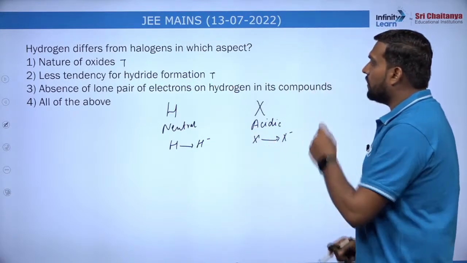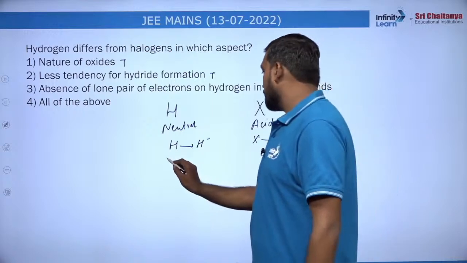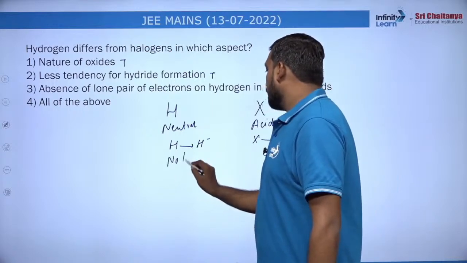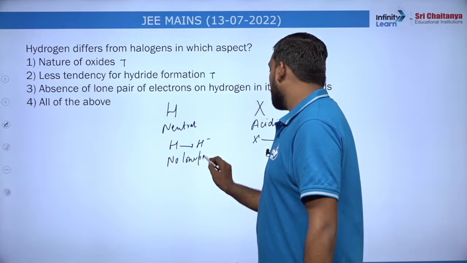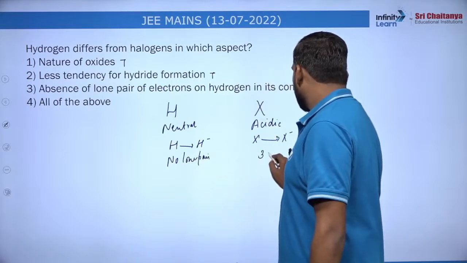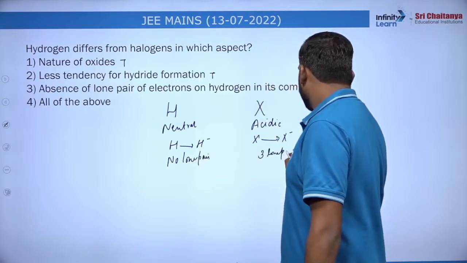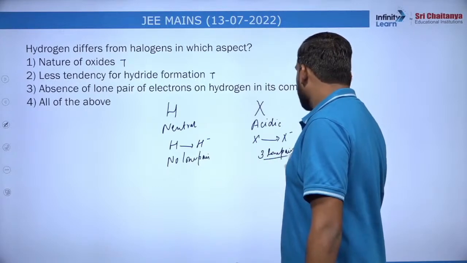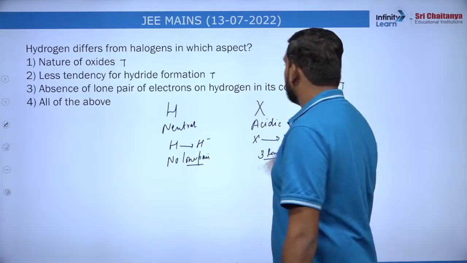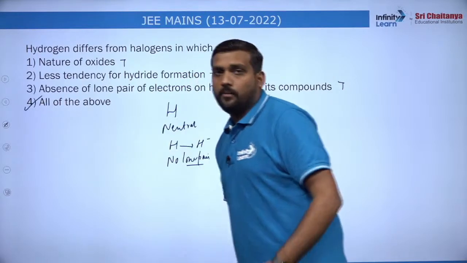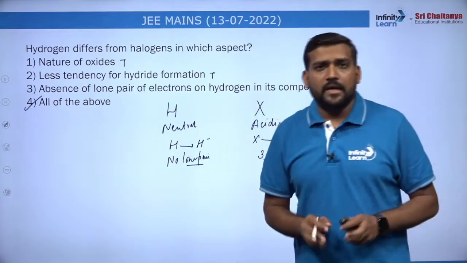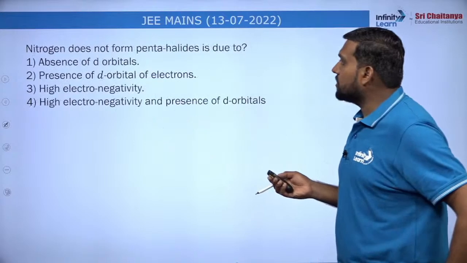Absence of lone pair of electrons. Yes, hydrogen has no lone pair, while a halogen has 3 lone pairs. So they differ in all these 3 points, so the correct answer is all of the above. Okay, I hope that everything is clear till now. So going to the next question.